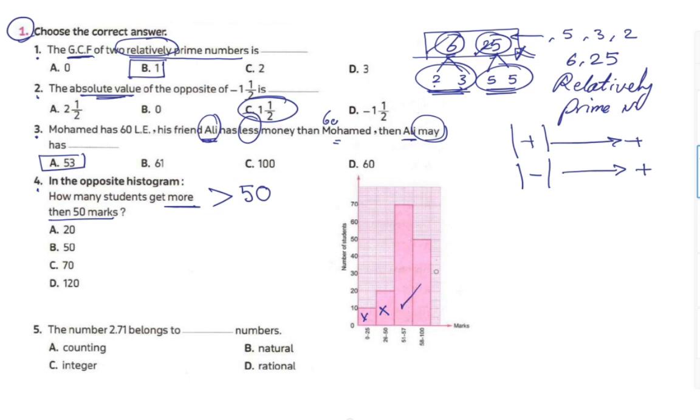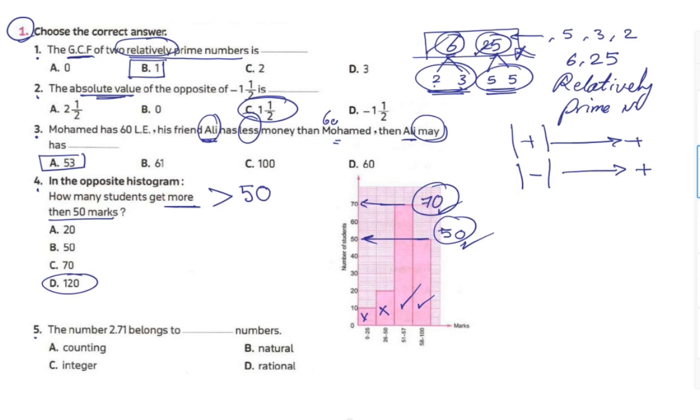Now this interval and the next one. The first interval here has a frequency of 70, and this interval has a frequency of 50. These two intervals are greater than 50. Now I can add 70 plus 50, which equals 120.